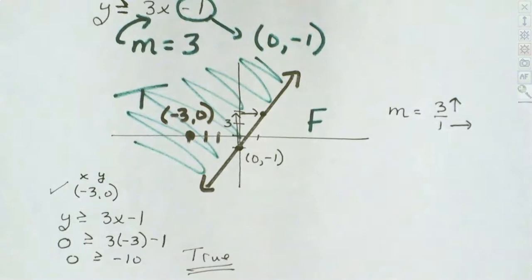So you pick a point that is not on that line. And you can use 0, 0. You can use any point that you want. A lot of times I use 0, 0. But again, it does not matter what you pick, as long as it's not on that line and you know where it's at.